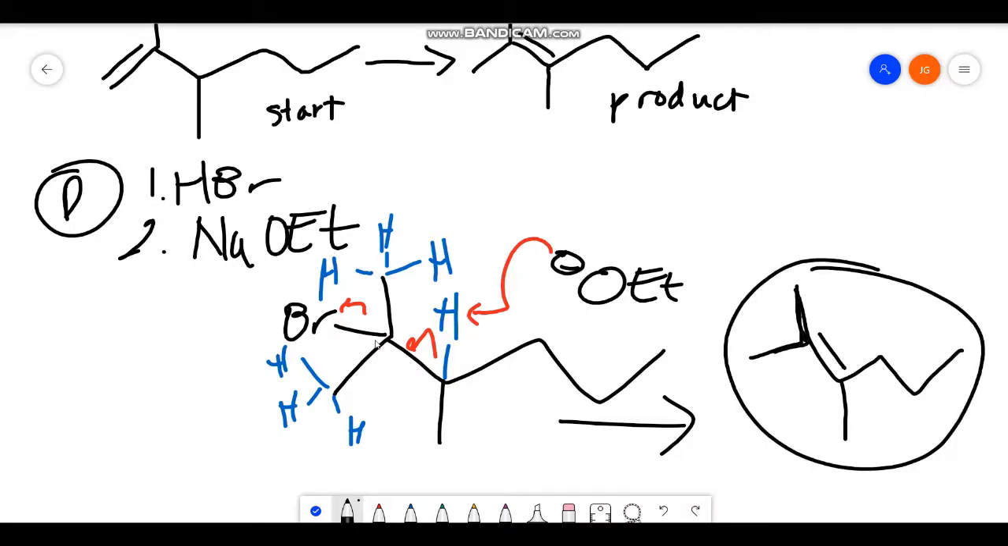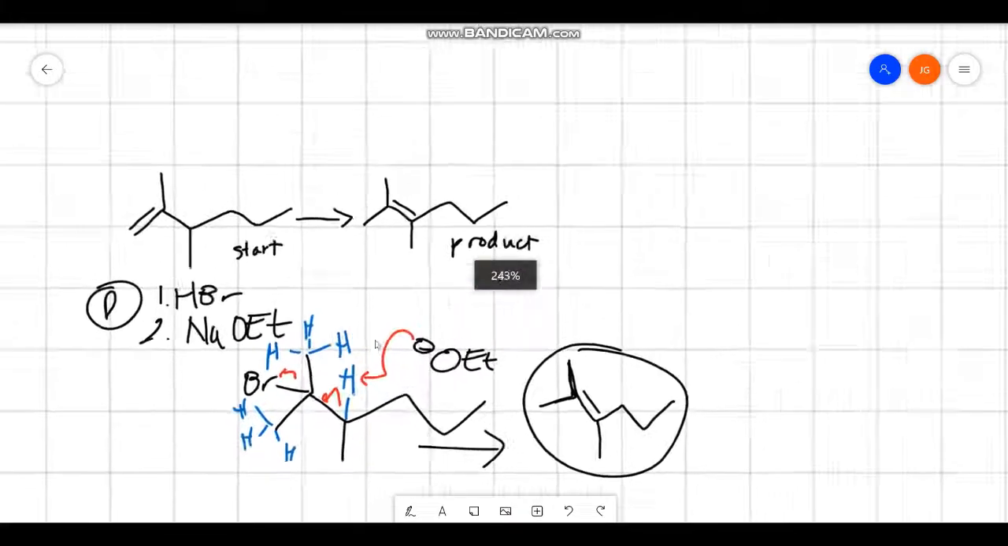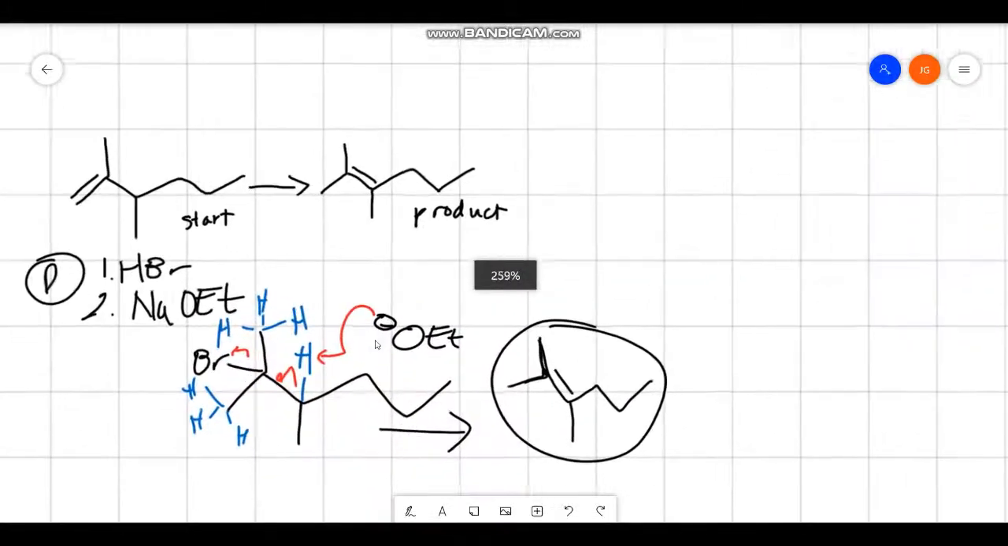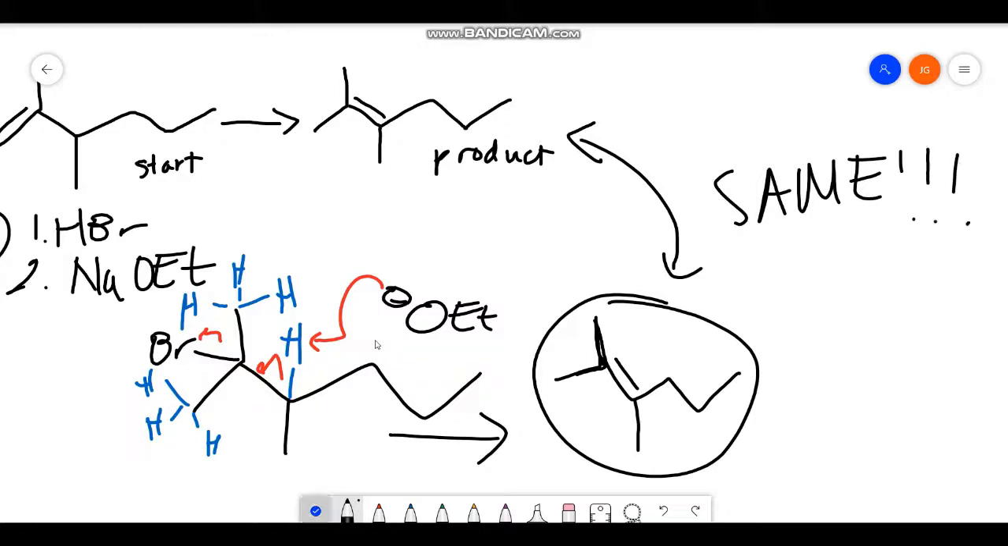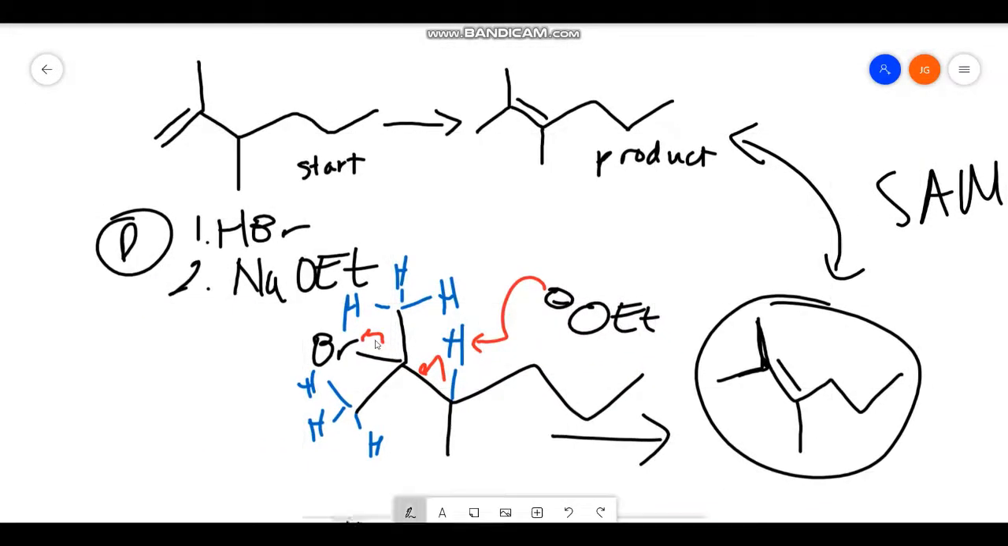This is going to be our end product, and let's compare it to our desired product. I zoomed out way too far, and look, they are the same. Which means that the correct set of reagents needed to perform this reaction is going to be option D, HBr and sodium ethoxide.